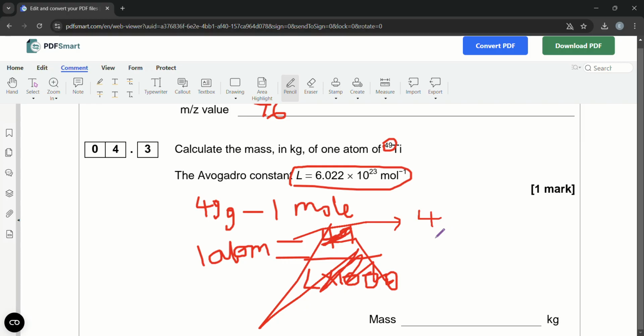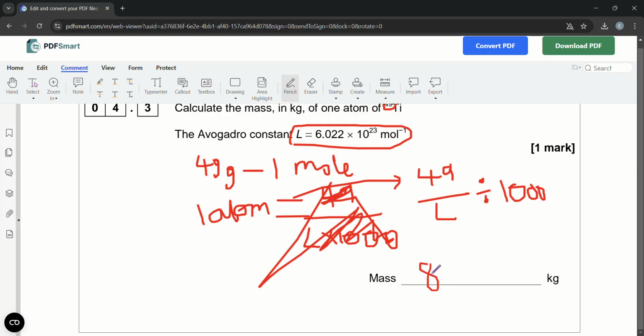More understandable. 49, the mass. We're trying to find the mass of 1 atom. We're going to divide by Avogadro's constant, 6.022 times 10 to the power 23, and then divide by 1000 because we want it in kg. 49 divided by 6.022 times 10 to the power 23, and we get 8.14 times 10 to the power minus 26.